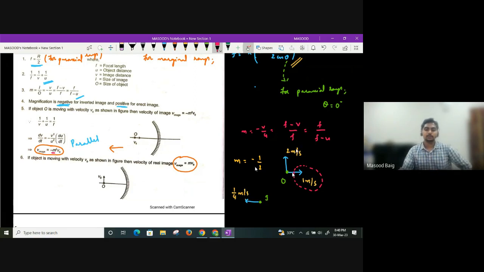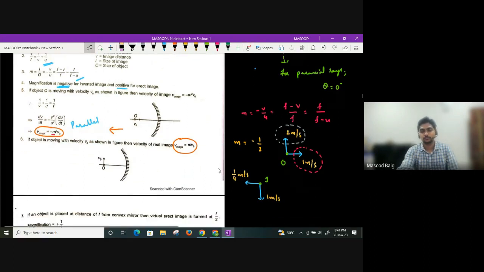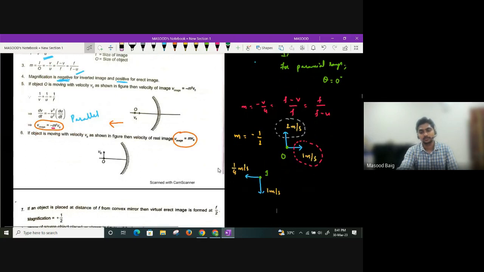Please tell me, but this is the perpendicular component or not? Is this the perpendicular component? Yes. So please tell me, what will the velocity of image be because of this? M times, no? M we got 1 by 2. 1 by 2 into 2 will be 1. But we got negative. So what does it mean? Here you are going to have something in this manner, guys. So this will be our 1 meter per second. I hope you understood. Is that clear? Yes. Right.